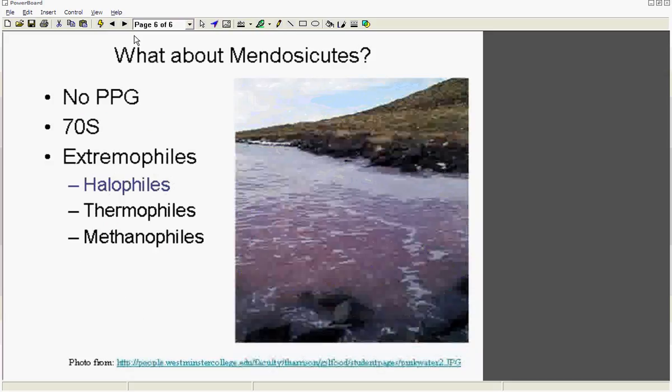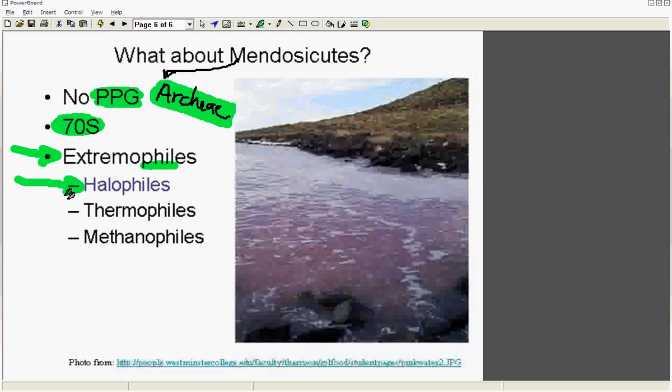And last, very briefly, let me just mention again the mendosicutes. Mendosicutes, remember, is another name for the archaea bacteria. These guys, recall again, do not have a peptidoglycan cell wall. They are not pathogenic, meaning they do not cause disease in humans. They still have 70S ribosomes like other prokaryotes do, but unlike bacteria, the other group of prokaryotes, mendosicutes, or the archaea bacteria, are unusual in that they tend to live only in very extreme environments. They are what we call extremophiles. Phile, again, means loving, so they love extremes.